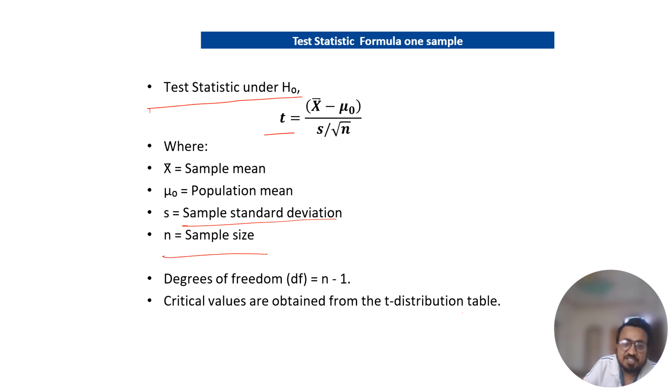So what are the steps? In step 1, we determine the hypotheses. Then in the second step, we find the t statistic. In the third step, we find the critical value from the t distribution table.